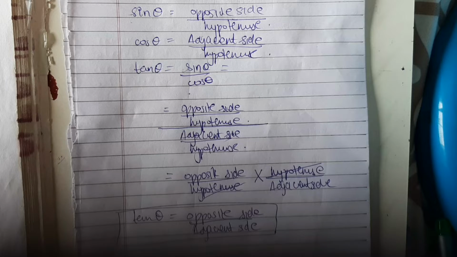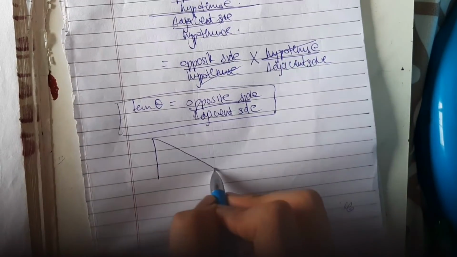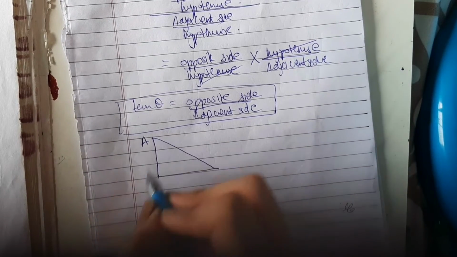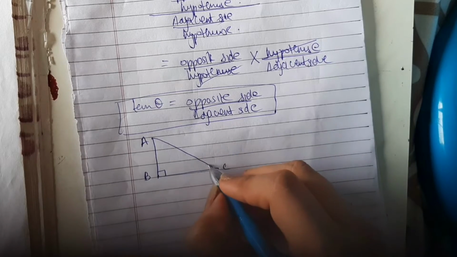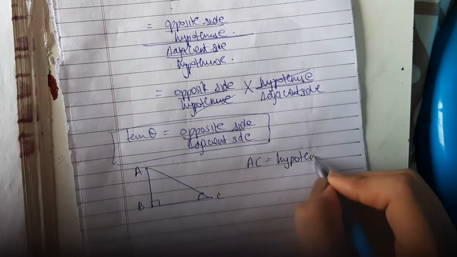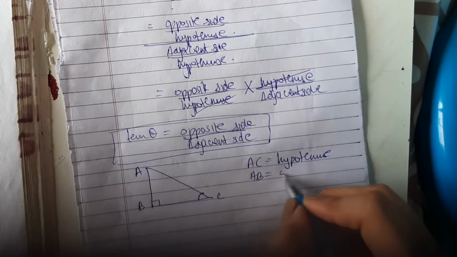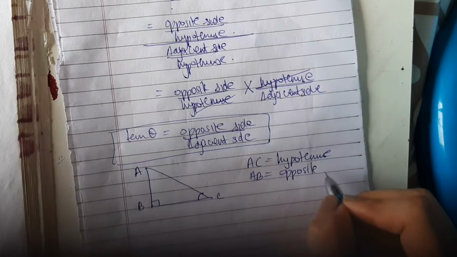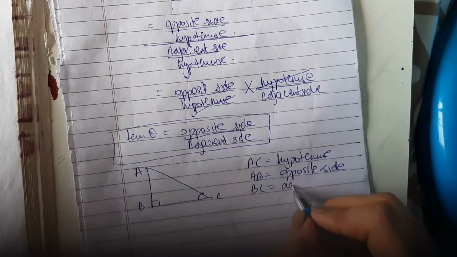Okay, so if I am given a triangle, again the same triangle ABC I am taking, and B is 90 degrees, and I am given the angle C. So we already know that AC is the hypotenuse. For angle C, AB is the opposite side, and for angle C, BC is the adjacent side.